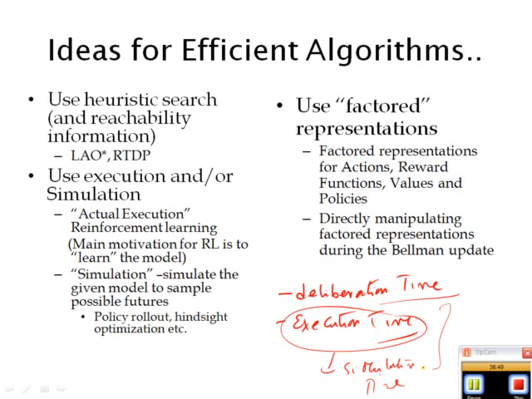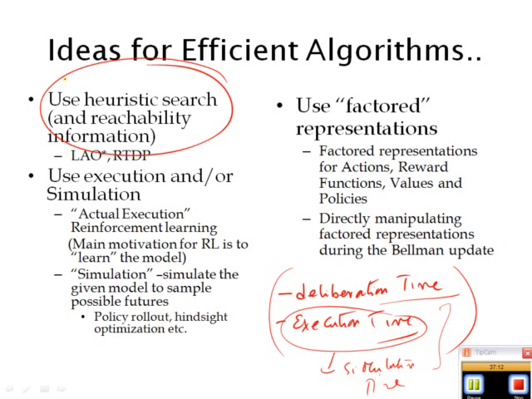And those algorithms can be used both for MDPs and for reinforcement learning. If you consider simulation time and execution time, it becomes reinforcement learning. If you consider only simulation time, it becomes MDP. Okay. So that's one important way in which you can get efficient algorithms for Markov decision processes.